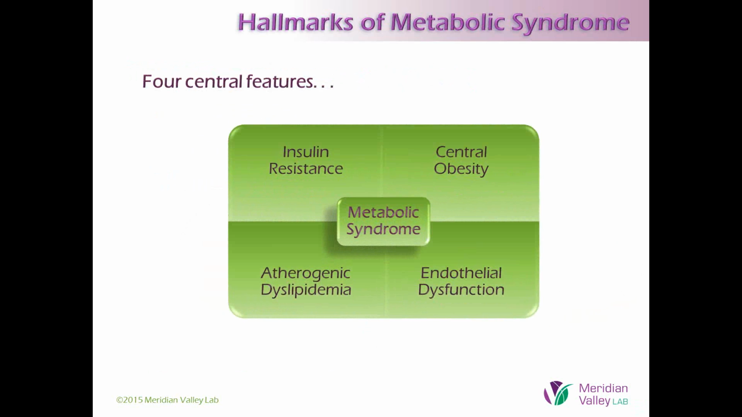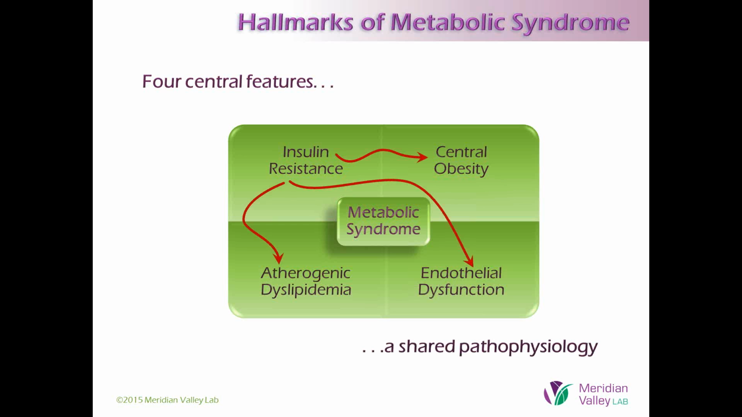Okay, so how does metabolic syndrome relate to insulin resistance? Sometimes they're referred to as synonyms, but they're not quite synonyms. Insulin resistance is just an ingredient of metabolic syndrome, but as you can see, it's an important ingredient. It actually leads to central obesity, the atherogenic dyslipidemia, and endothelial dysfunction. So it's an ingredient, but it's also a cause. Very important one at that.